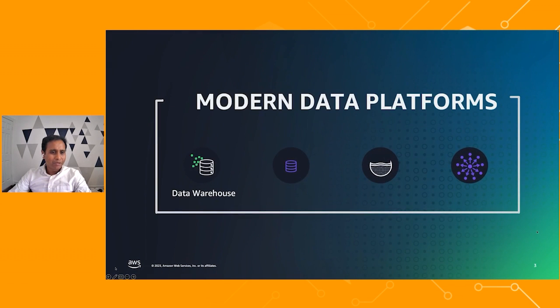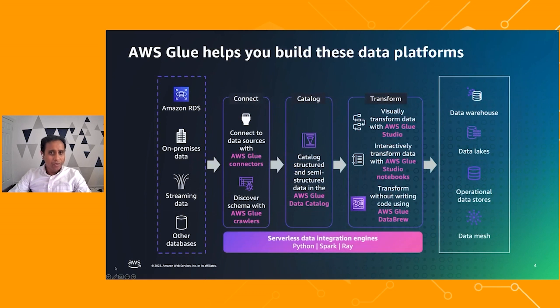So today, customers have a lot of data in modern data platforms. This includes data warehouses, operational data stores, data lakes, and very recently, data mesh. And AWS Glue helps you build these data platforms. AWS Glue is a serverless data integration service from AWS that helps you manage your data integration pipelines.